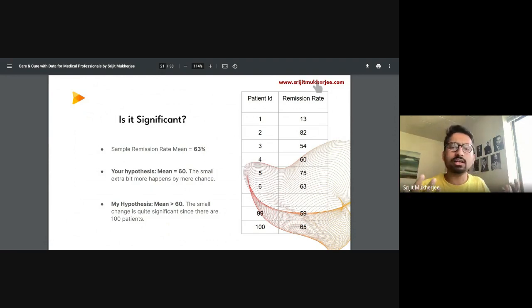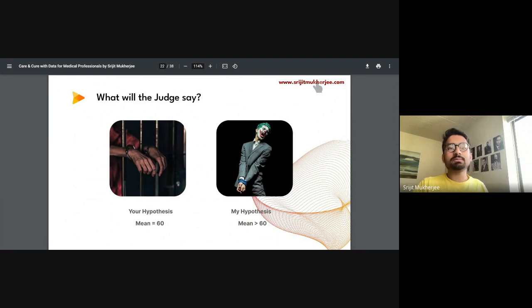My argument is that this small change is quite significant since there are 100 patients, a lot of patients out there. But your viewpoint is that it's equal to 60 because the small change can actually happen by chance, right? So if we have these two different viewpoints, how will we justify which one is true? Let's see. We two are the disputing parties, and we will use a data judge, a statistics judge, to tell us which is probably true. Let's say your hypothesis is 60 and my hypothesis is greater than 60.